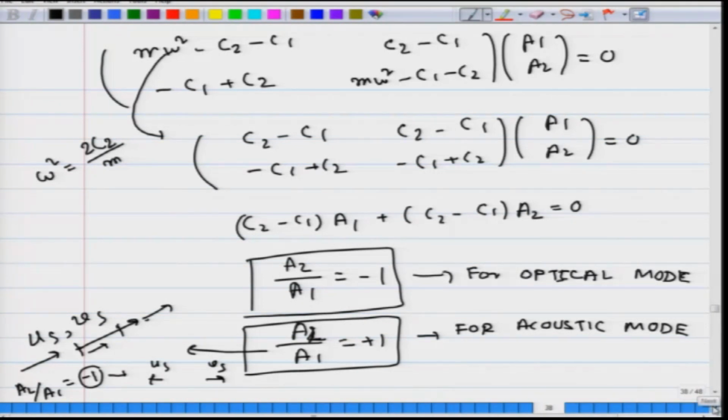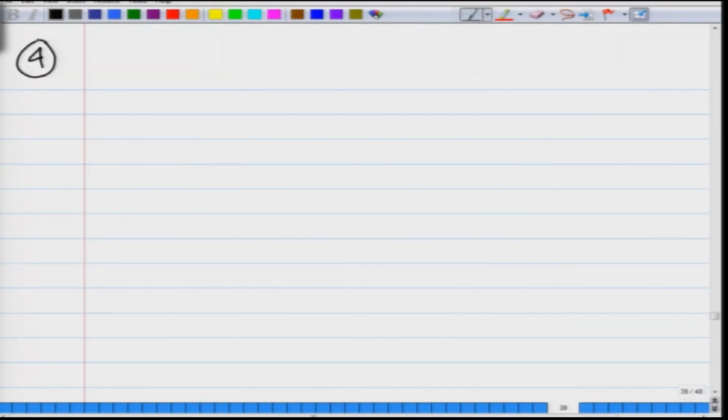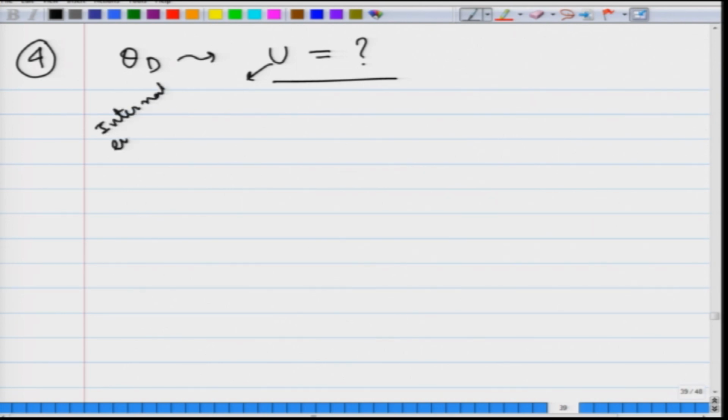Moving to the next problem, question number 4: in terms of the Debye temperature theta D, what is the internal energy of the lattice in the Debye model? The internal energy of the lattice.